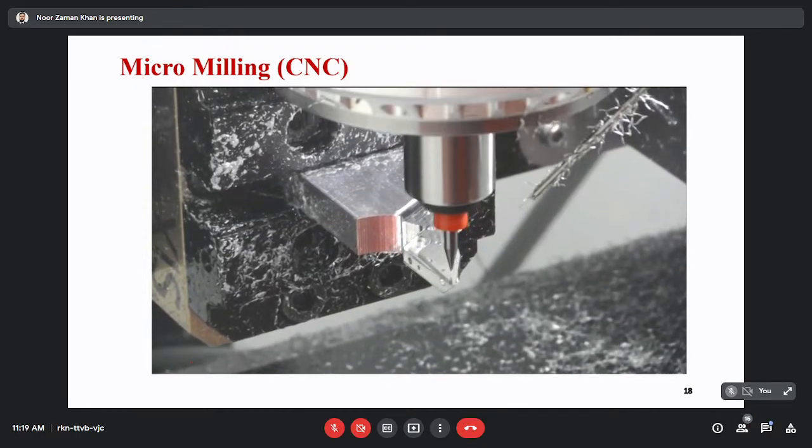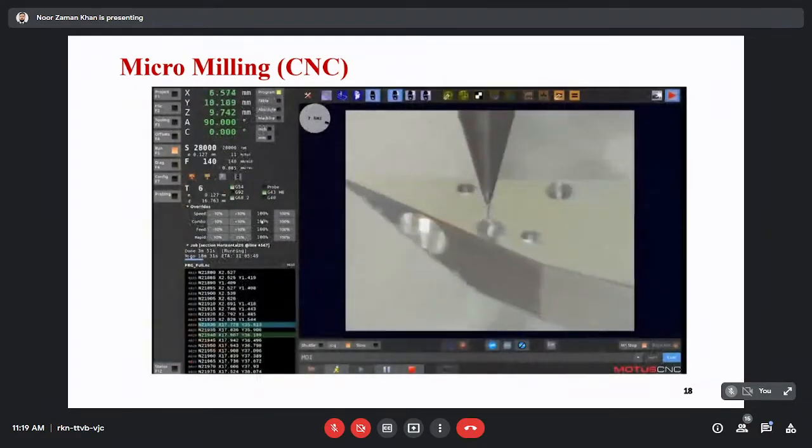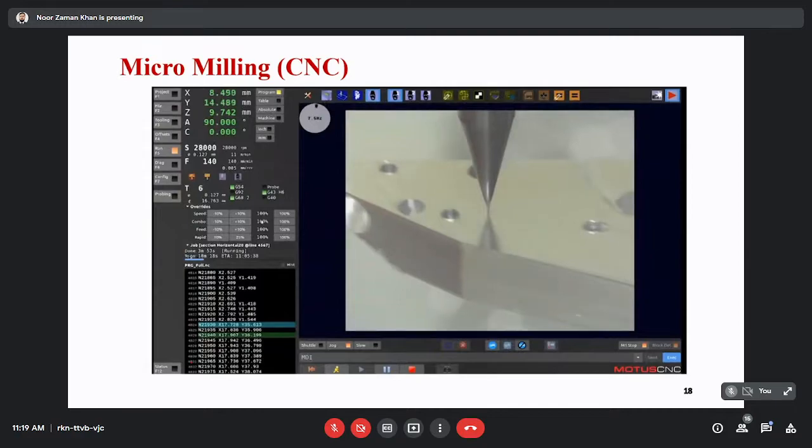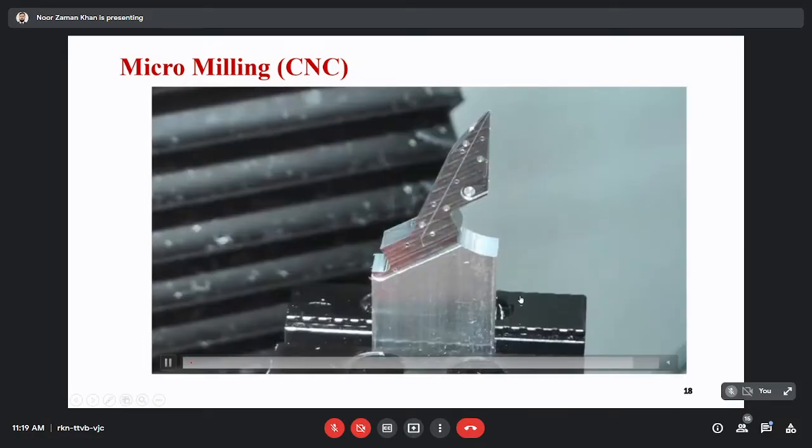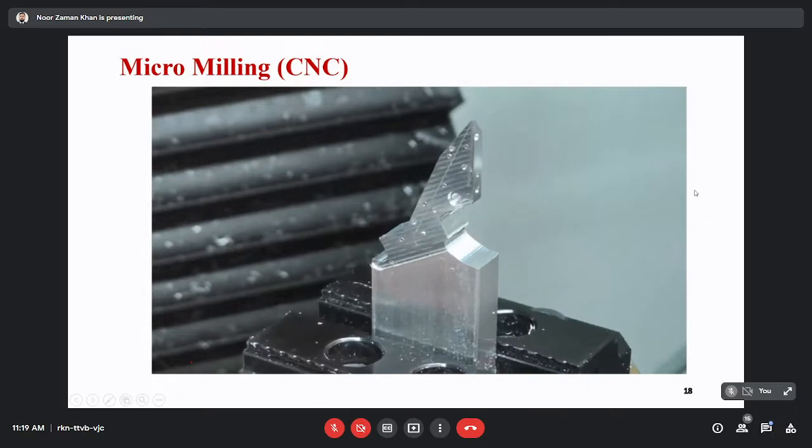That means machining a macro component in order to produce a micron size feature also comes under the category of micro machining operation. So this is the final product.